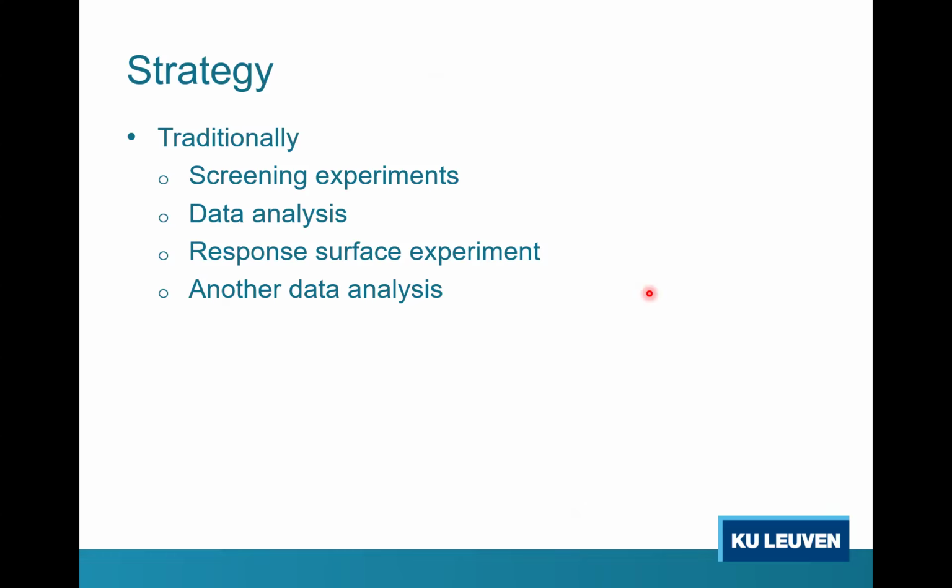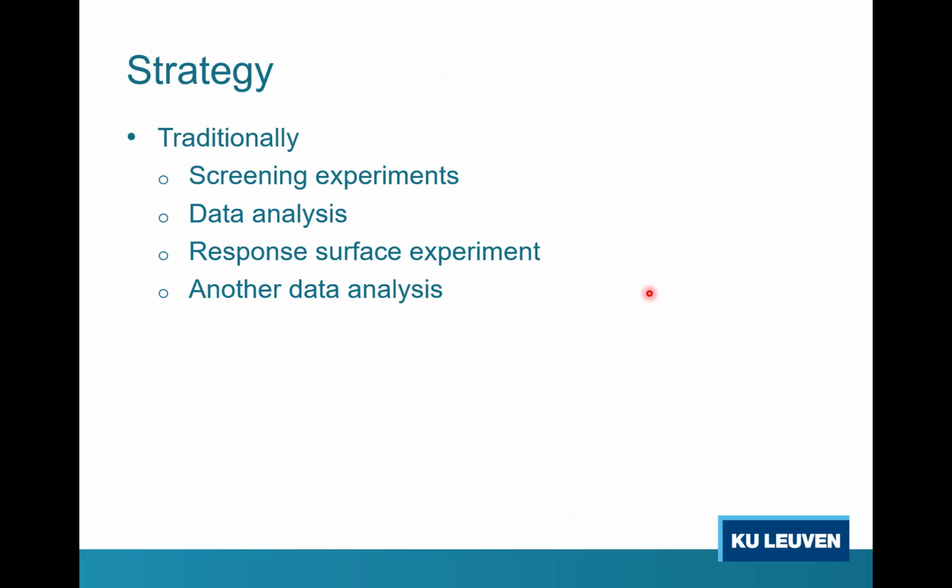A screening experiment is usually quite a small experiment, which is very ambitious, where you want to estimate the effects of many input factors at the same time. After the screening experiment, you perform a data analysis. You can then figure out which factors, of all those that you studied, are really important. And then you perform a second experiment, a so-called response surface experiment, which is more detailed and which allows you also to estimate the quadratic effects of those really important factors.